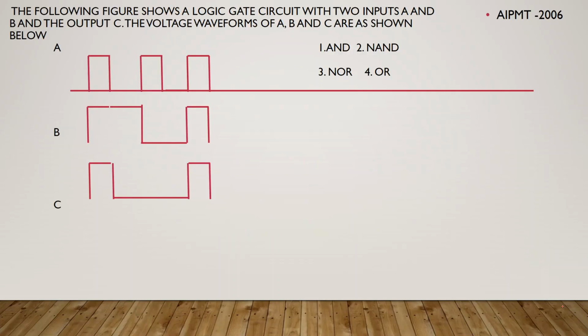So this is our first question. This question was asked in All India Pre-Medical Test 2016. He has given a particular waveform. What is the question? The following figure shows a logic gate circuit with two inputs, A and B, and there is an output C. The voltage waveforms of A, B and C are shown in the figure. So this is the question given.